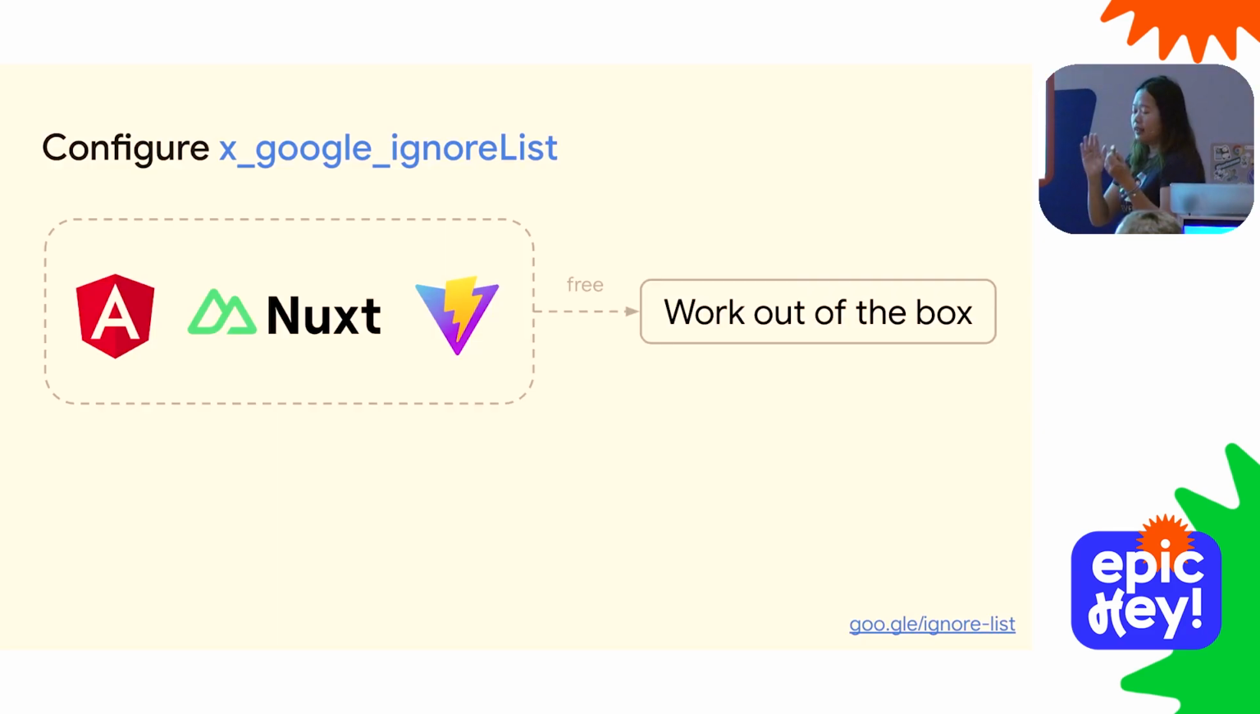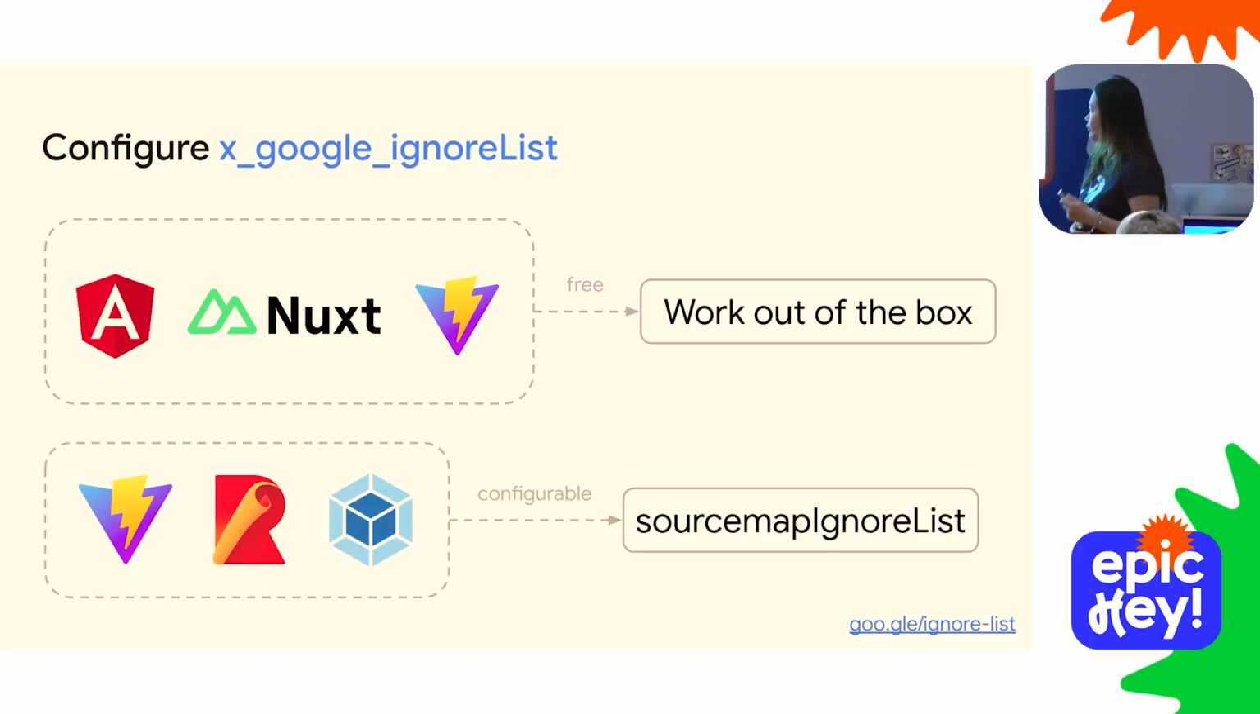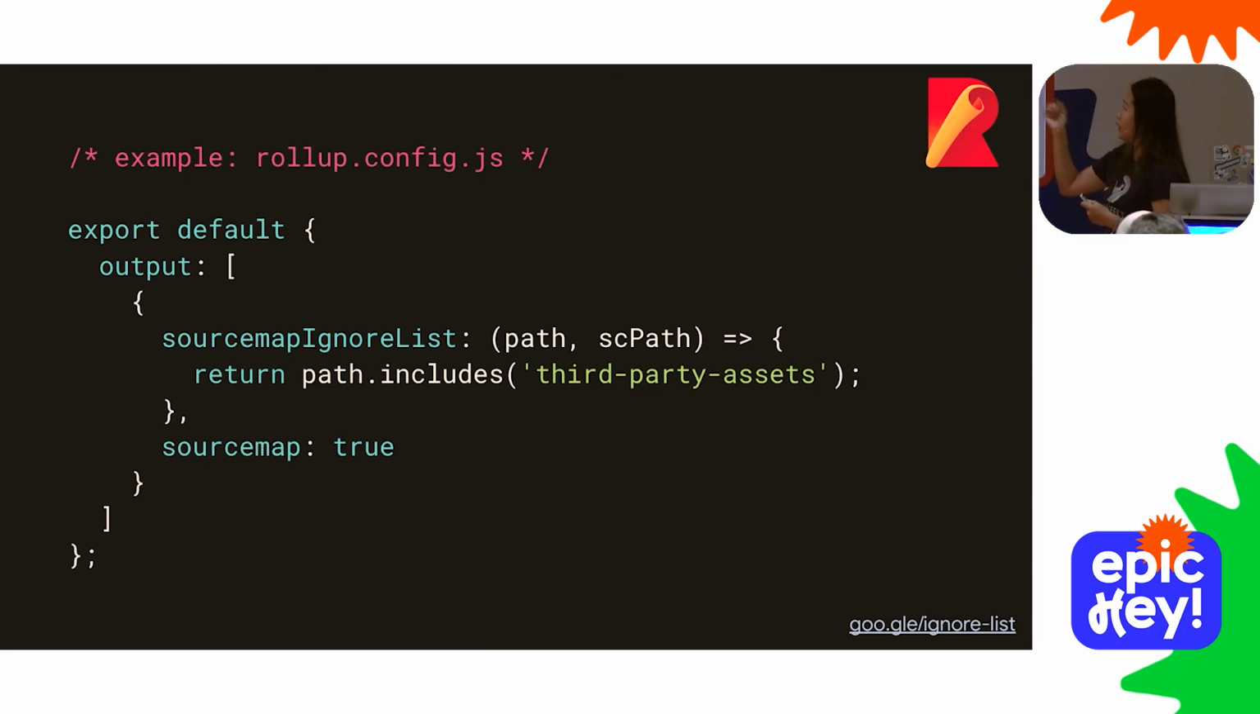But to do that, the framework needs to tell us what to do. And the good news is, if you are using Angular, Nuxt, or Vue, this works out of the box. For most of your web modules, they will just hide the information by default. And if you are using Vite, Rollup, and Webpack, there's good news for you as well. You can configure it. There is an option called source map ignore list. You can set it in the config file. So this is one example of the configuration.